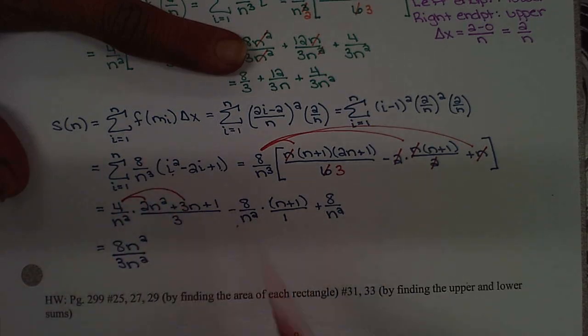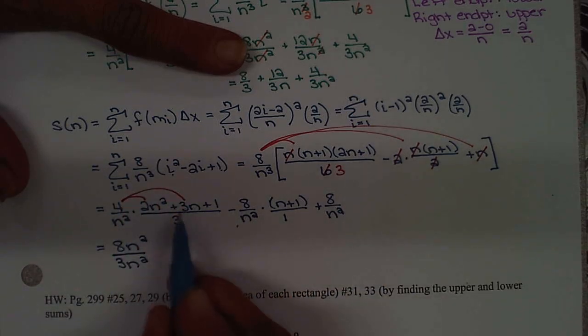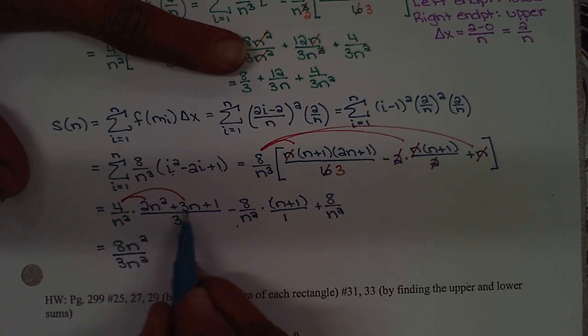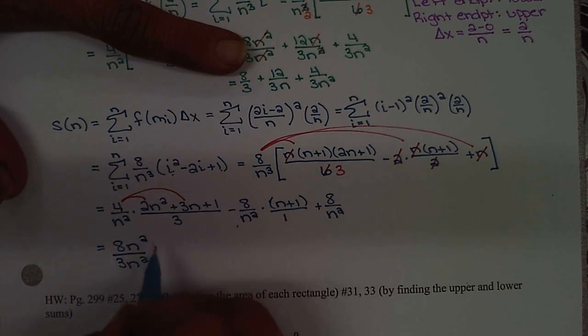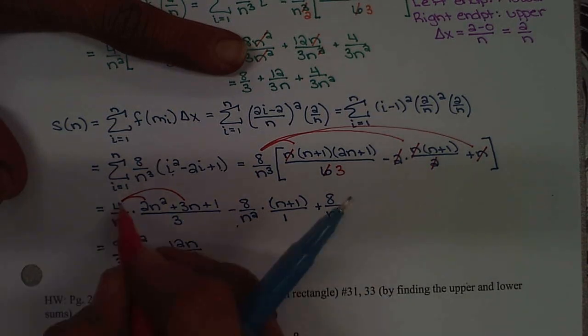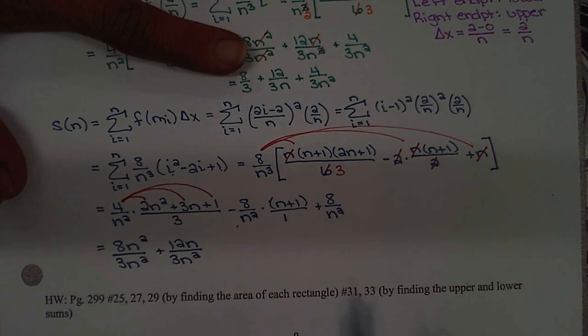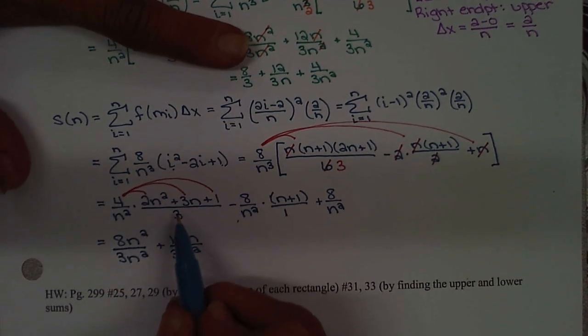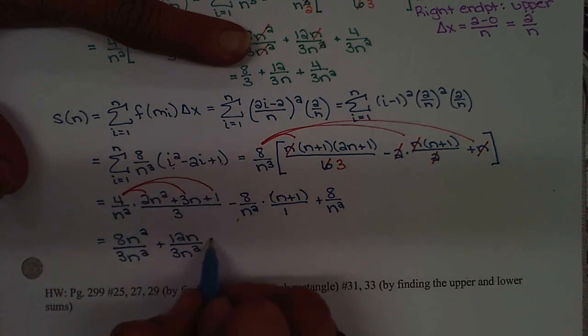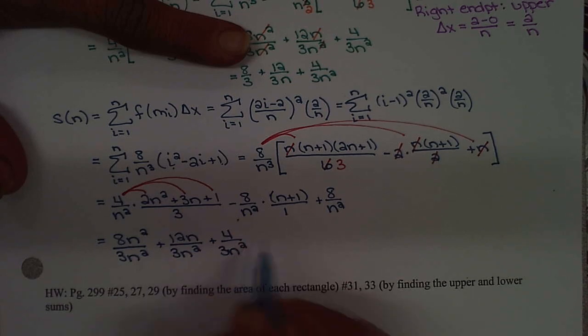Here, that's going to be a 3 over 3, and then the 4 over n squared. So when I multiply the 4 times the 3n, that's going to make a 12n, and then over a 3n squared. When I distribute here, that's going to be like a 1 over 3. If I multiply by the 4 over n squared, the 4 times the 1 makes a 4. And on the bottom, you have a 3n squared.